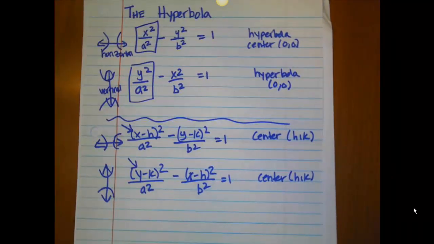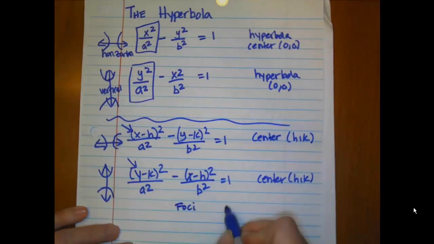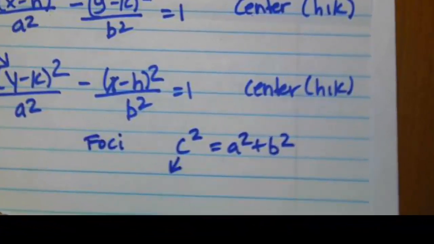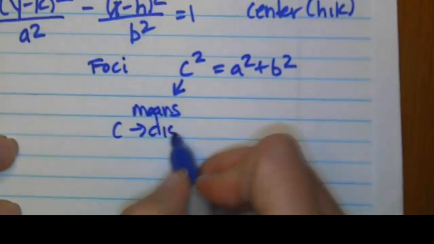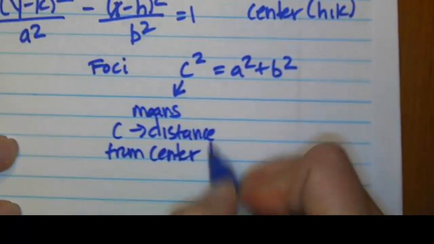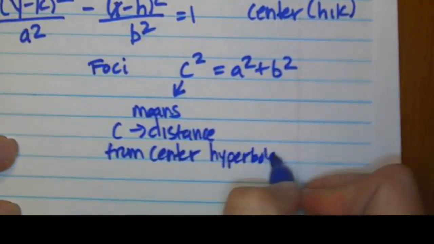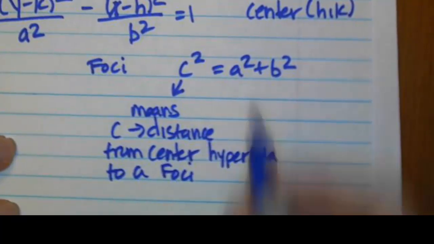Also, we want to note that when we find information about the foci of an ellipse, we would use c squared equals a squared minus b squared, but when we want to find information about the foci in a hyperbola, we're going to use c squared equals a squared plus b squared. C still means, okay, c is going to represent the distance from the center of your hyperbola to a foci. That is what c squared is going to represent.